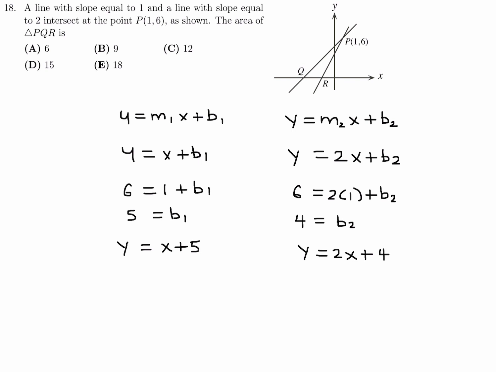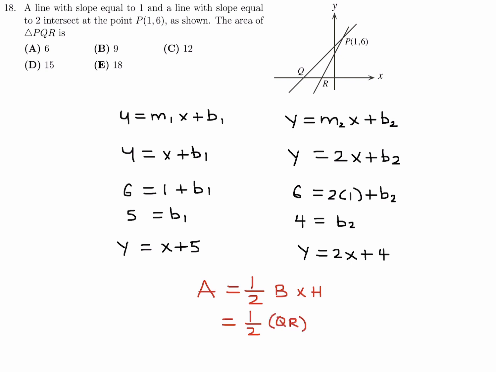So to get the area, I just have to now figure out the coordinates of Q and R. That will give me my base. Because the area, of course, is going to be 1/2 base times height. And the base is this distance right here from Q to R. So I'll just put that in there, QR.